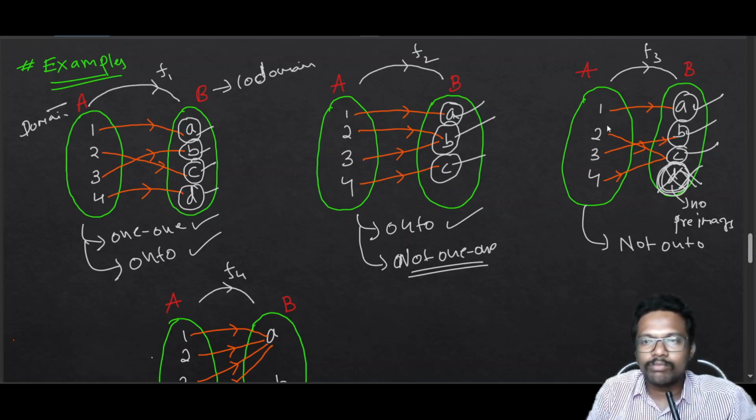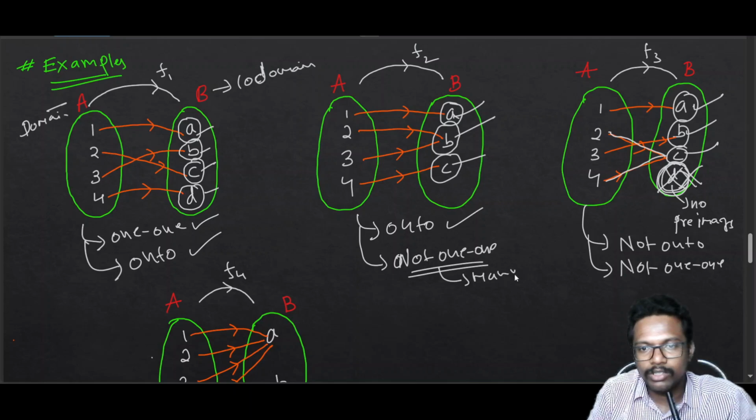But when you check for 1-1, I am focusing on the domain. 1 has only one image, that is a unique image. 2 has only one image, but 2 has the image C and 4 also has C. It means it failed 1-1. So it is not 1-1. Not 1-1 means it is many-one. So f2 is many-one, and f3 is also many-one.